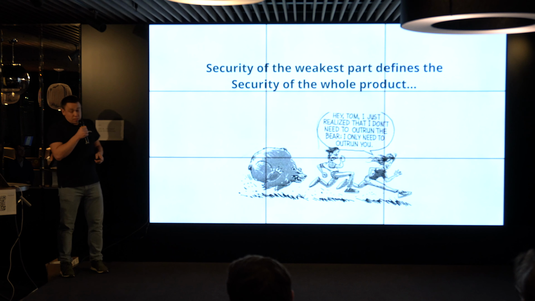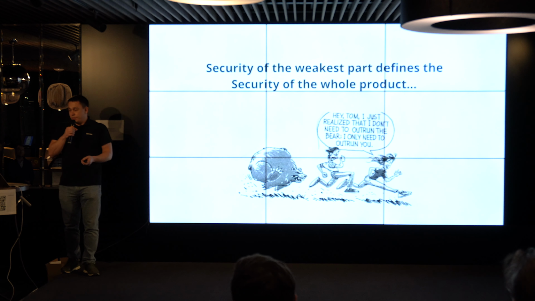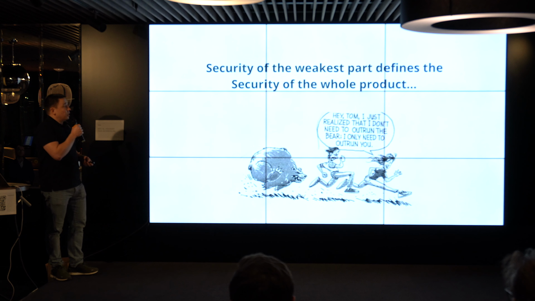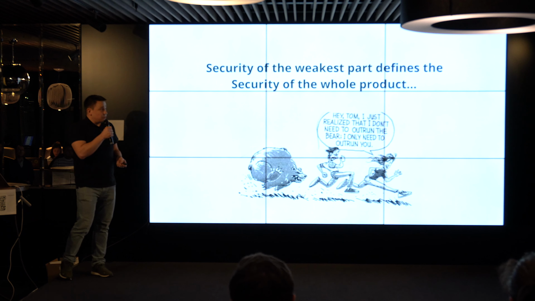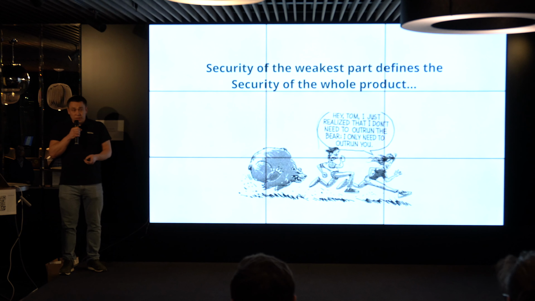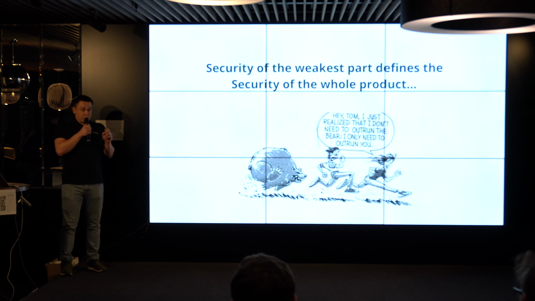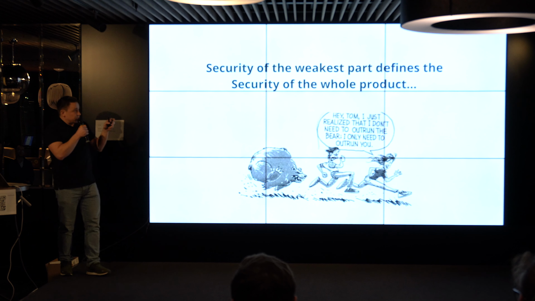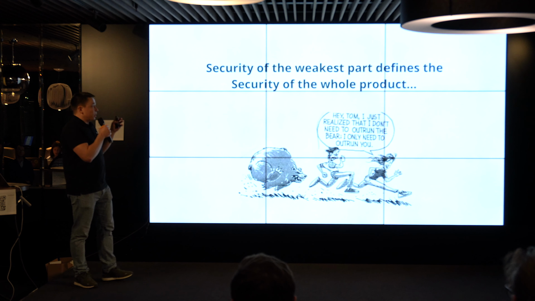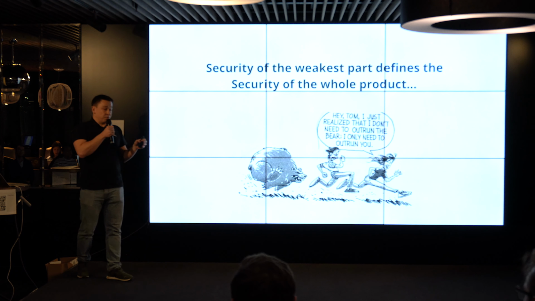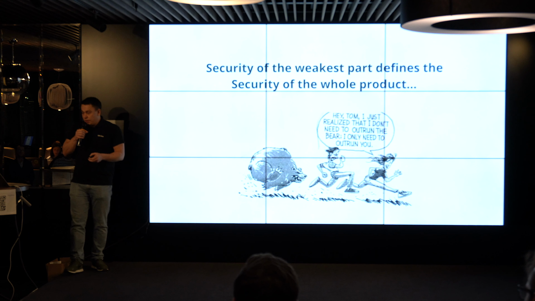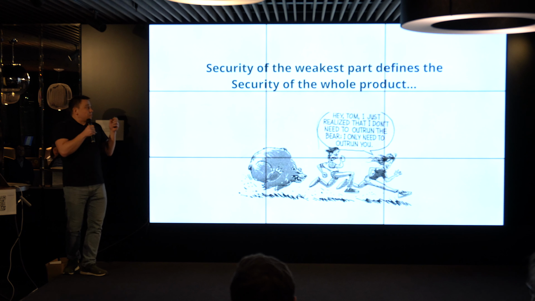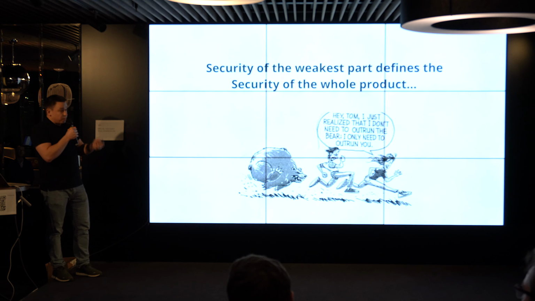Okay, let's talk about third parties. Everybody knows that the herd of bison runs at the speed of the slowest bison. The same is true in information security. The weakest part defines the security of the whole project, and it directly affects the product security.